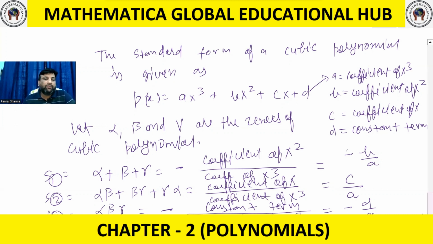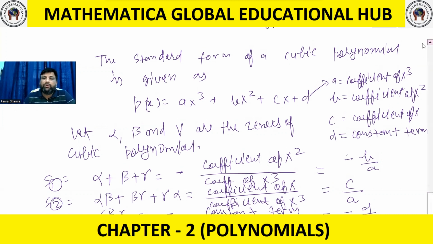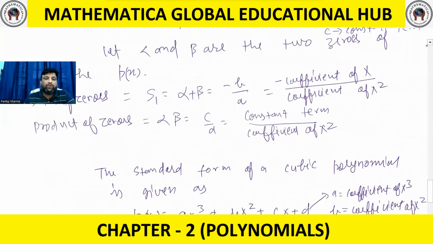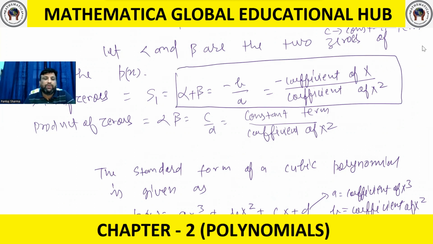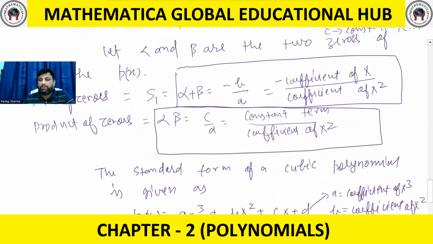Now we are coming to the exercise. The same thing here we need to keep in mind, yes. We need to keep in mind the formula of alpha plus beta, yes, which is minus b by a, equal to minus coefficient of x divided by coefficient of x square, and here alpha beta is equal to what? C by a. So these are the formulas actually we need to keep in mind, yes.